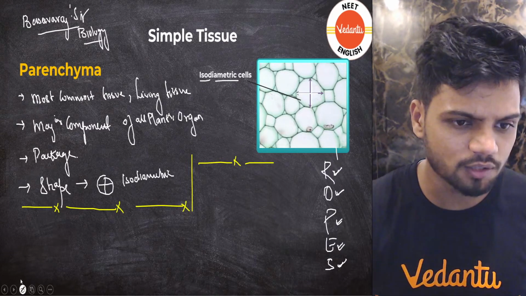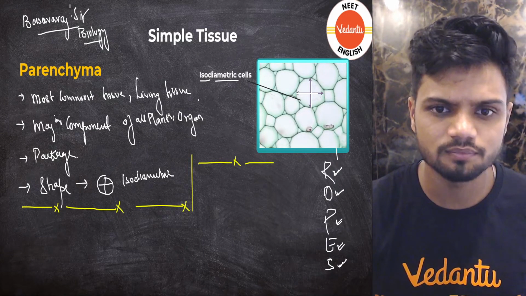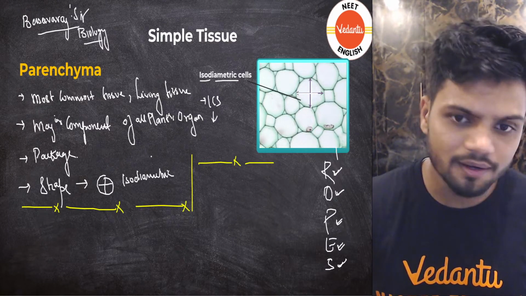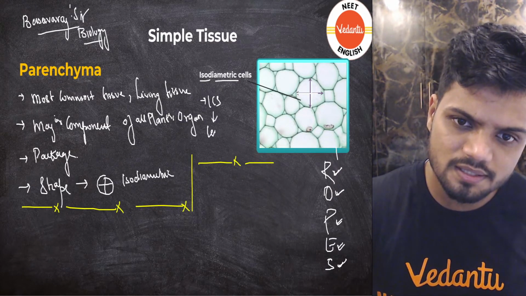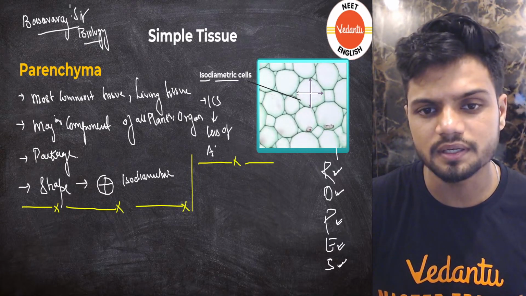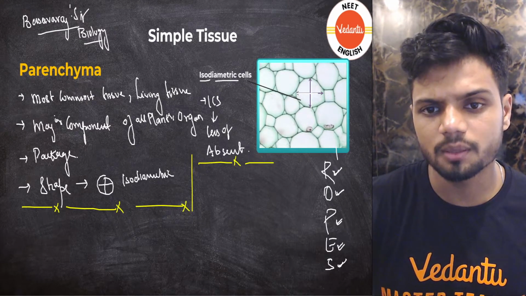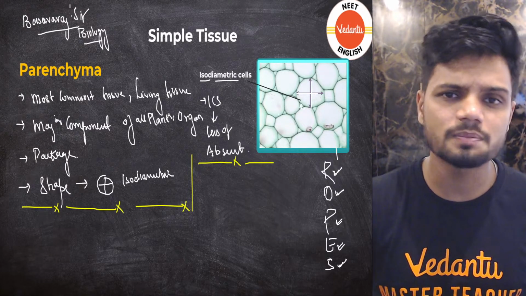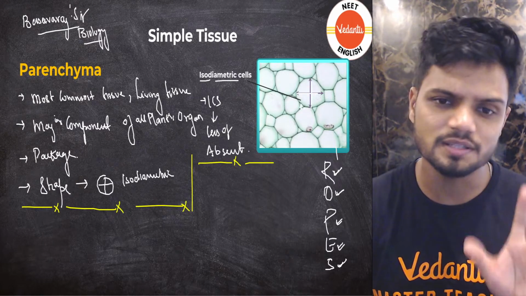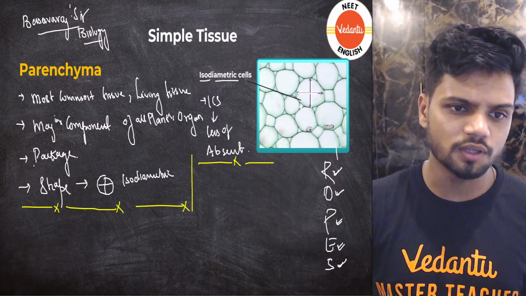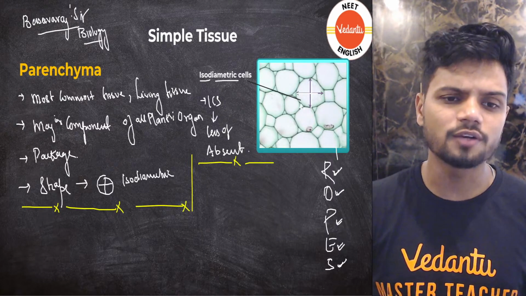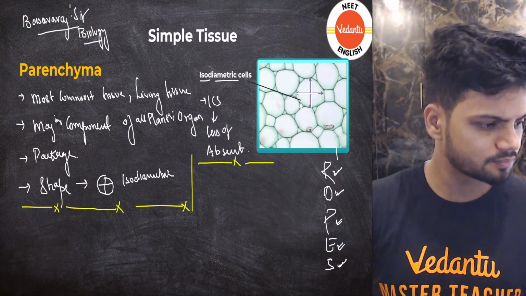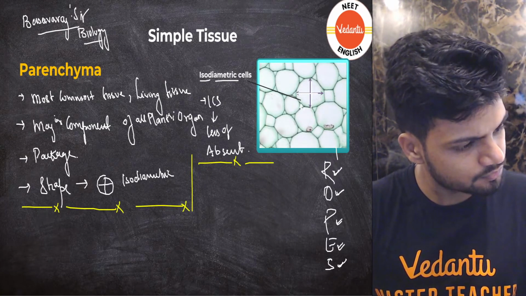Apart from that, one more point I'll tell you. The intercellular space can be less or completely absent here. Can you see some of them? But in many cases, intercellular space is completely absent also. Very simple to understand. So 5 to 6 points are there for parenchyma. That's all.